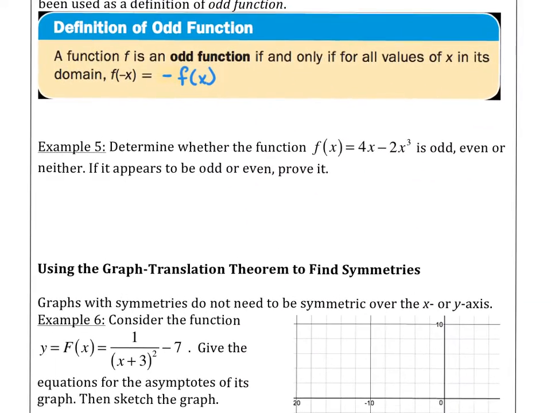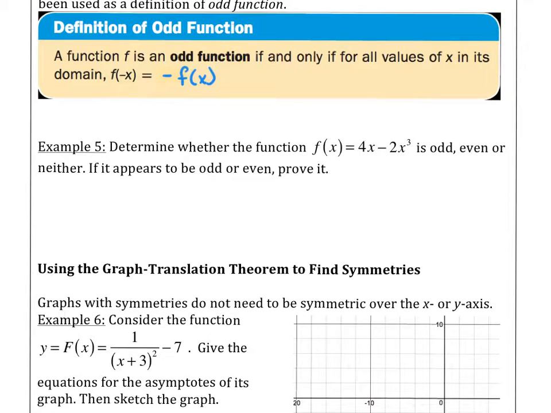So, determine whether the function f of x equals 4x minus 2x cubed is even, odd, or neither. If it appears to be odd or even, prove it. So, how do we determine it? Well, so far, what we've seen is by graph.